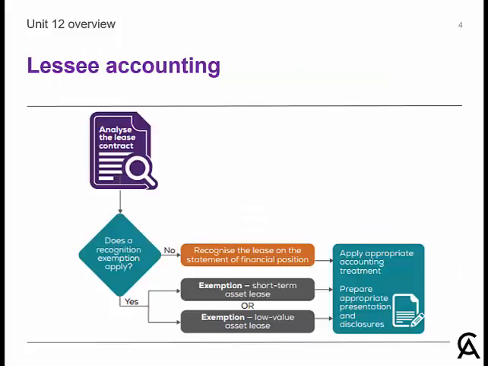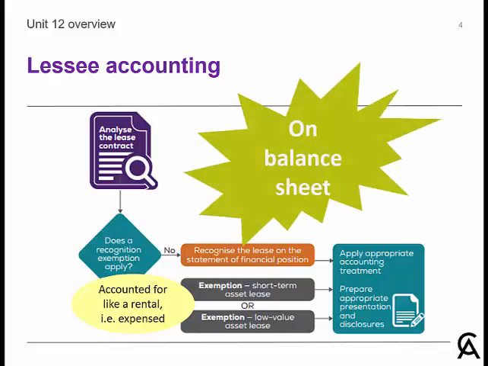Firstly, looking at lessee accounting. You'll find this diagram in the CSG. We analyse the lease contract and we determine whether a recognition exemption applies. So this might apply to short-term asset leases or low-value asset leases. And in that situation, they're accounted for like a rental agreement, so the lease payments are expensed. But the majority of your work in this unit is going to be about recognising a lease on the statement of financial position. So most leases come onto the balance sheet for the lessee under IFRS 16.